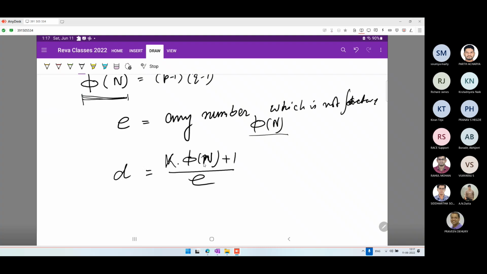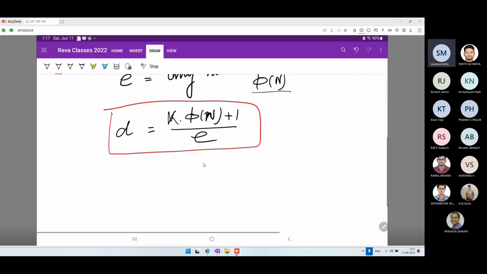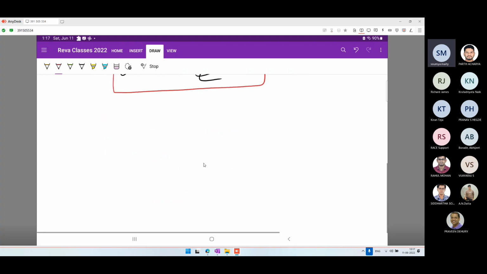That's all. Now you must be thinking where this formula came from. E is fine, I take any number which is not a factor of phi n, and there are thousands of such numbers. But how did this particular formula come? I will come to that. Before that, I just want to show you how this works.